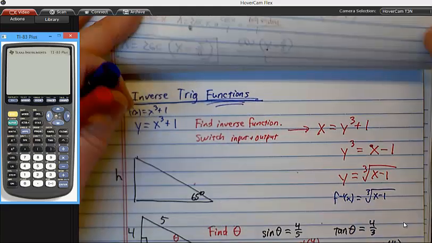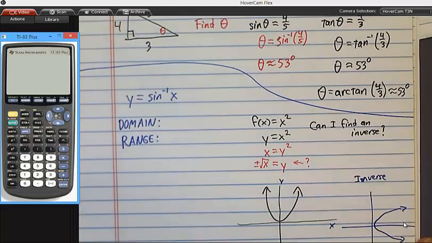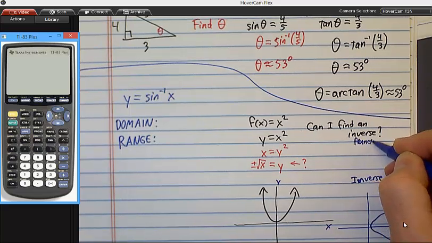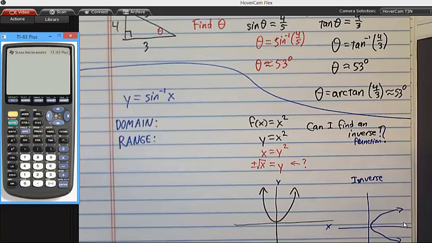And for y equals x squared, maybe I should have asked this. Can I find an inverse function? Well, the only way I can do it is if I say, hey guys, we're playing by the rules that only positive numbers are allowed. And by the way, a lot of times that makes sense. A lot of times negative numbers don't have any meaning. And then there's an awful lot of times when they do have meaning. So it kind of depends on the situation.